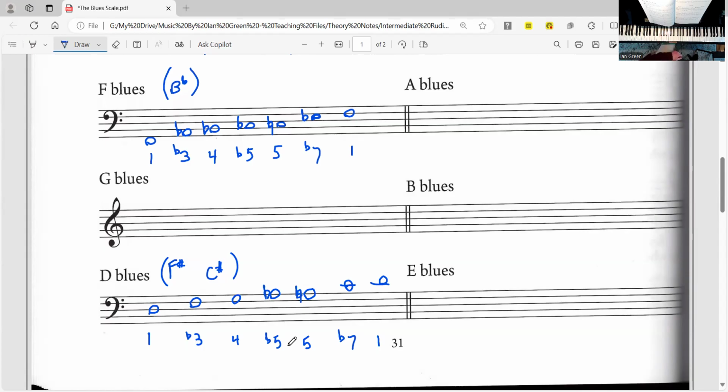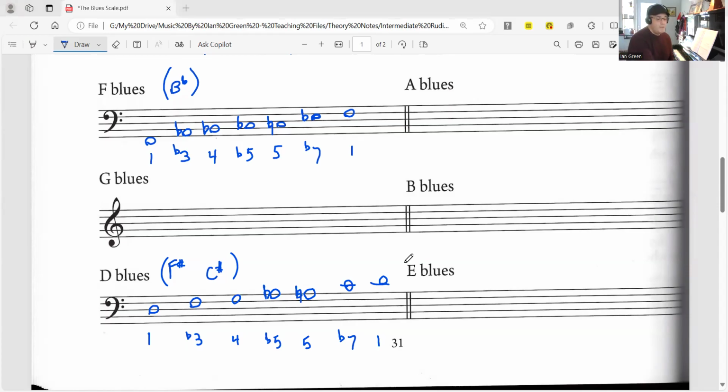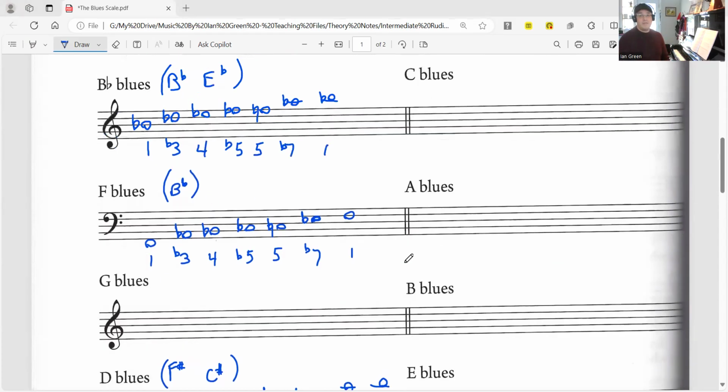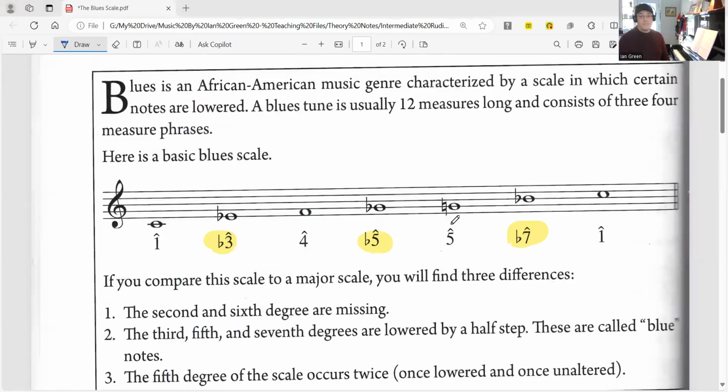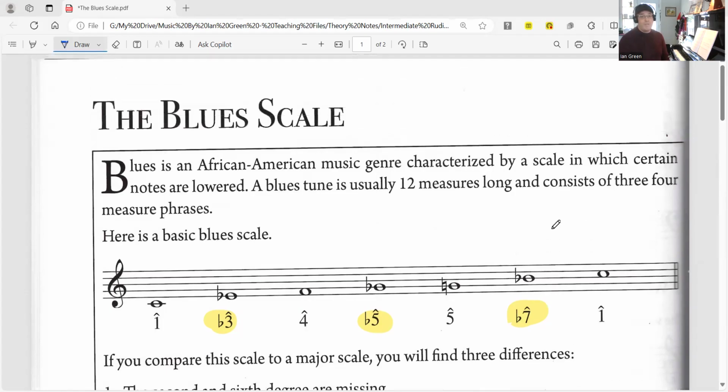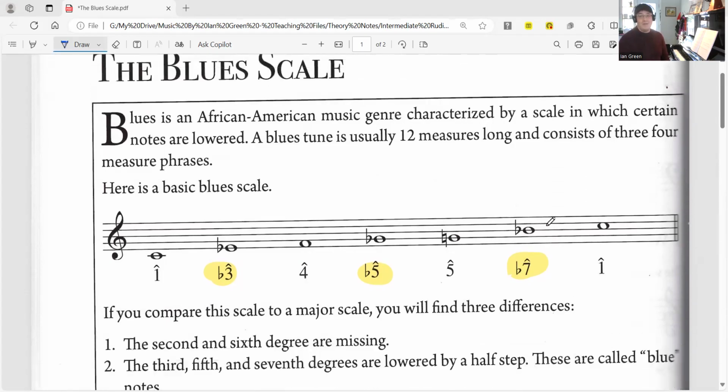So the intriguing thing to think about when we're looking at this topic is how the theory and understanding the formula of how the blues scale works can be translated to any major scale by altering the notes of the major scale to fit the blues scale formula. So if you master the formula, 1, flat 3, 4, flat 5, 5, flat 7, 1, you'll be able to create a scale on any note.